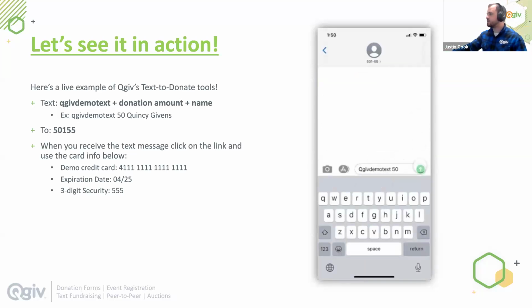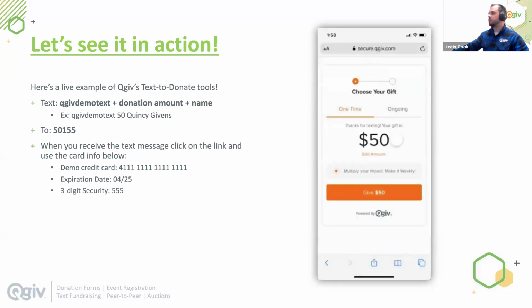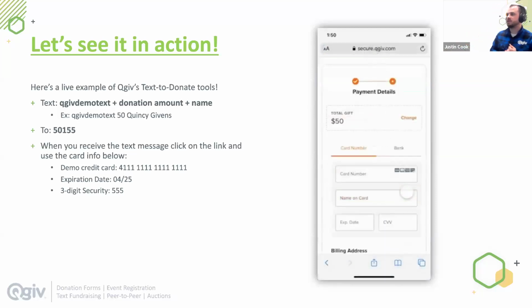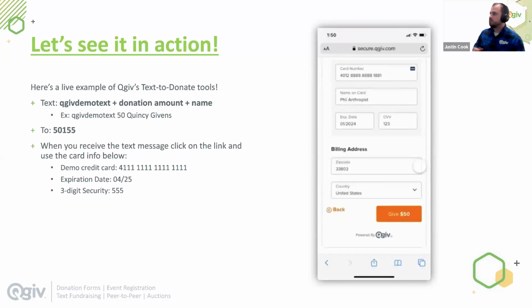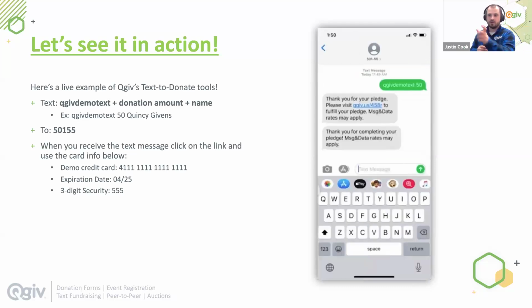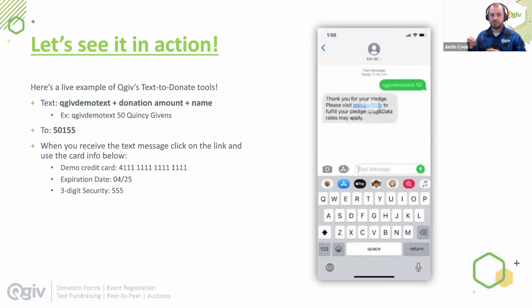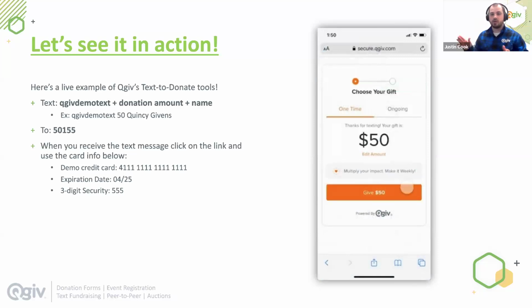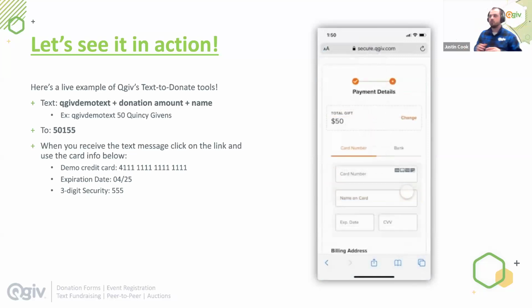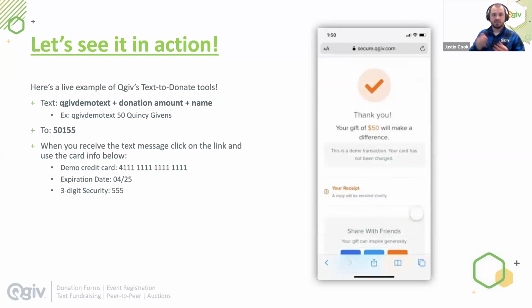So some of the other questions that we've seen coming through. Can we eliminate the name portion to make this even easier to communicate for donors to give? So Leah, I'm wondering if you're asking about in this text example here where it says QGIV demo text plus donation amount plus name, you don't have to require the name portion. So you can absolutely do that, so you don't have to include that with the message that comes through.